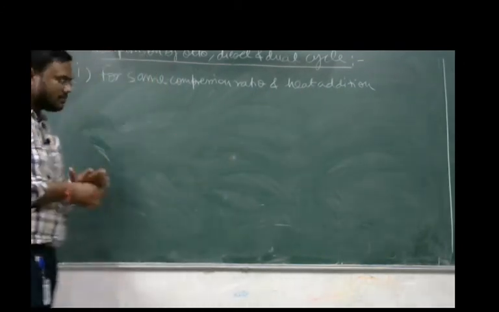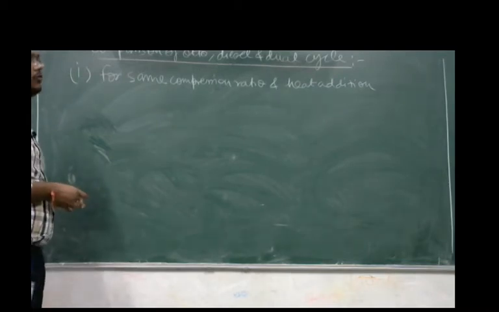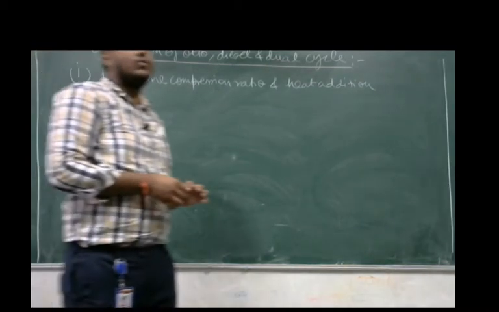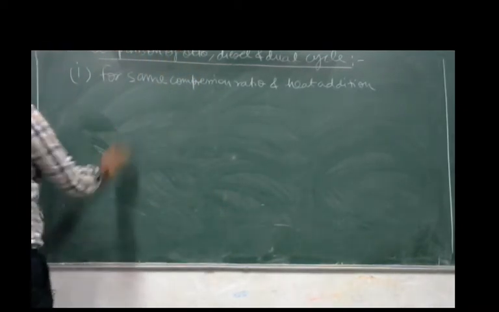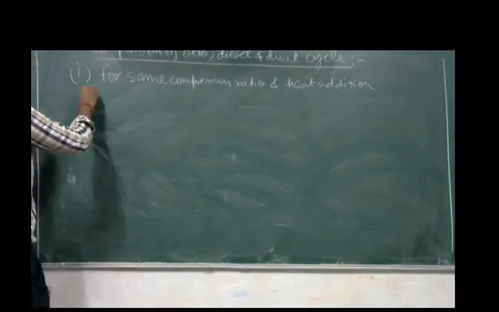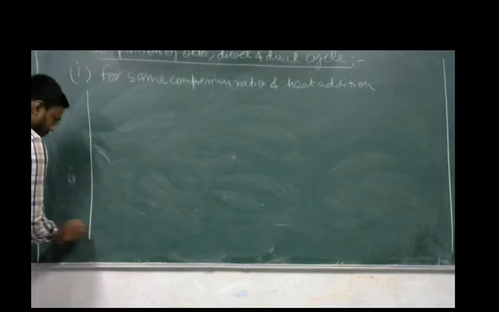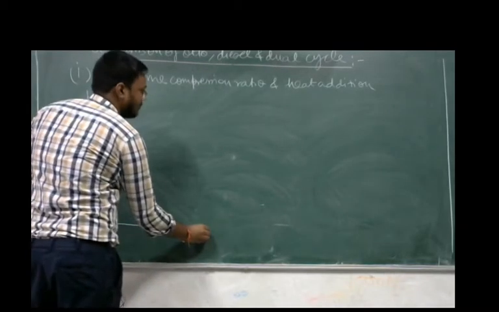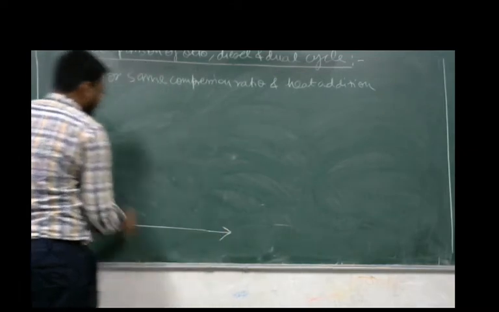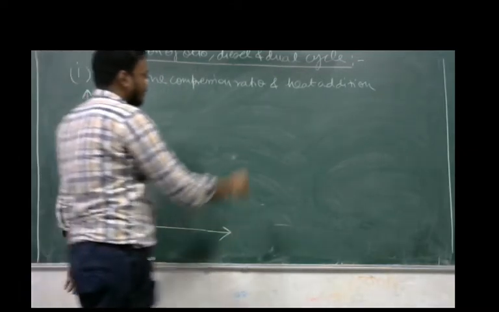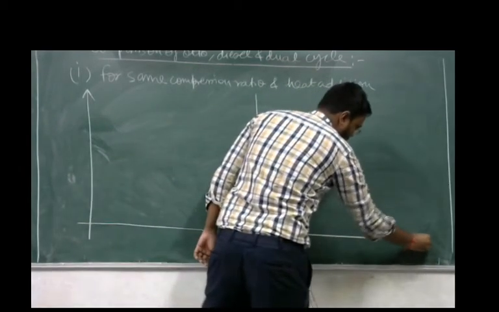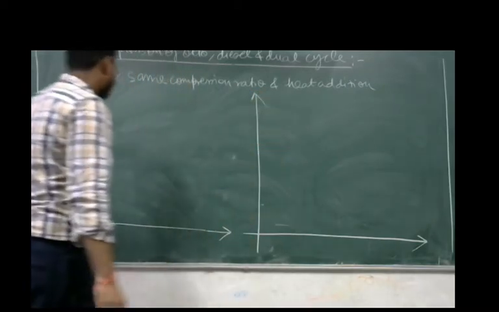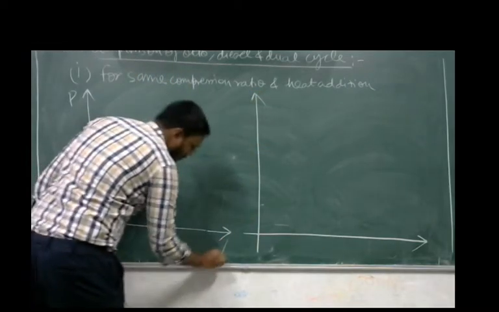For this analysis you have to draw PV and TS diagrams. So first I am going to draw the PV diagram for Otto, diesel and dual cycle. This is the PV diagram, and this is the TS diagram.